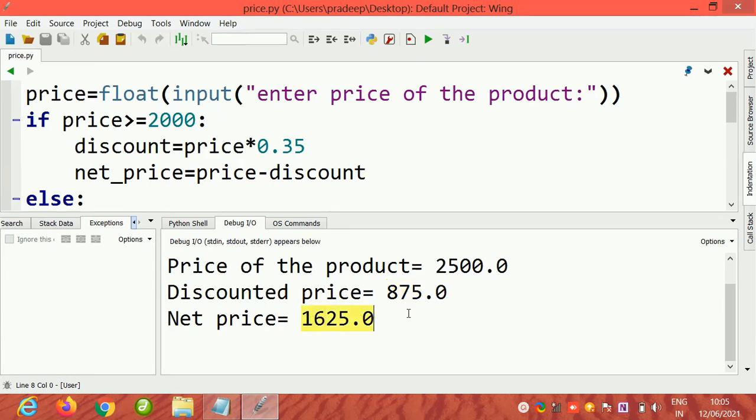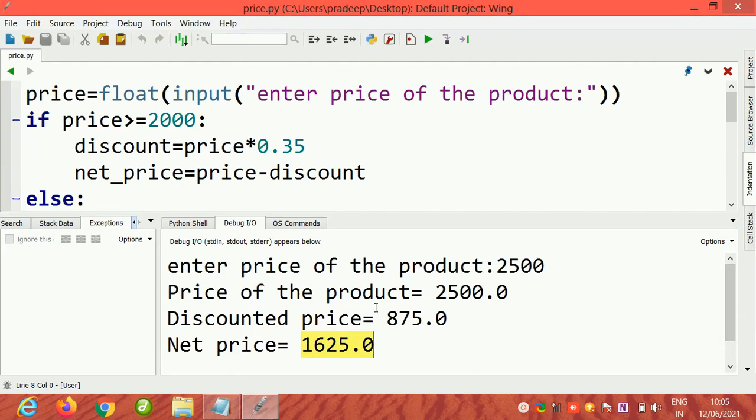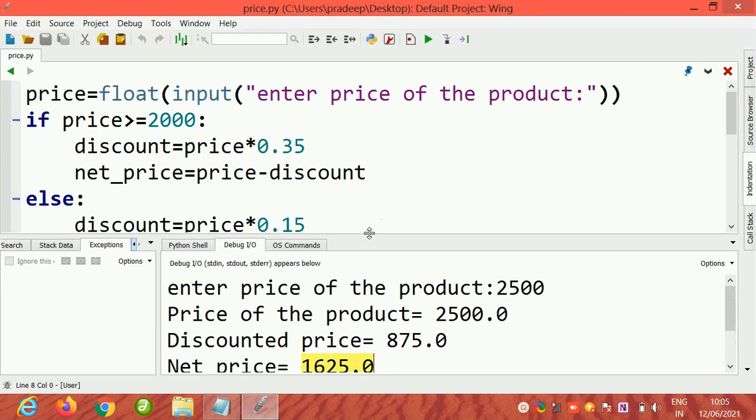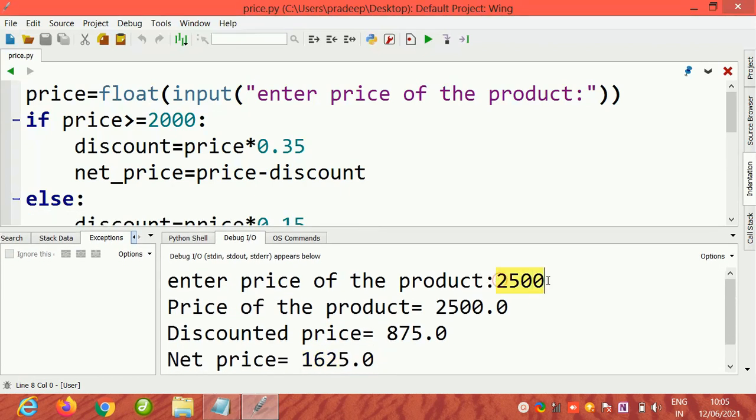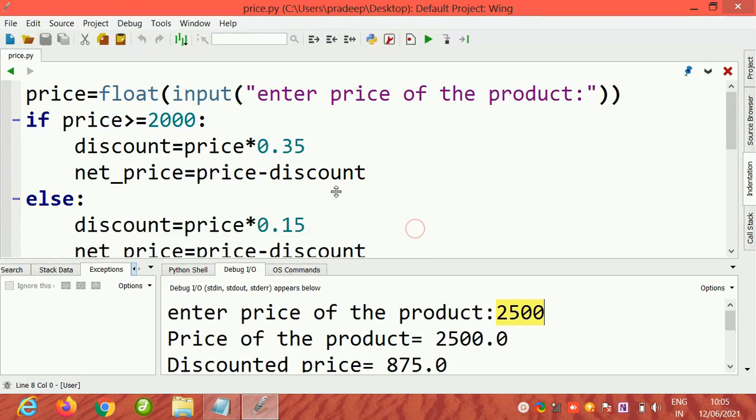1625. So we have entered 2500. Now 2500 gets stored inside where? Price variable. Now if price greater than equals to 2000, your price is 2500, 2500 greater than equals to 2000. Condition true. Condition true means this if block or if part gets executed, and else part is not executed.